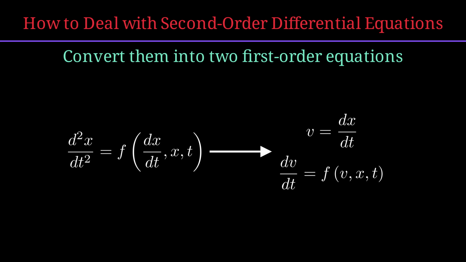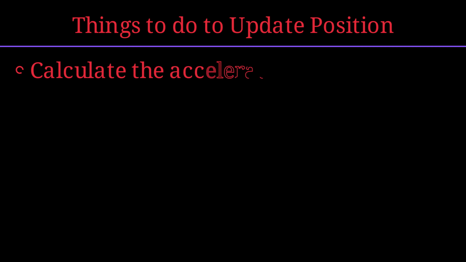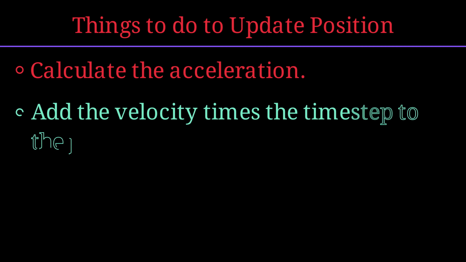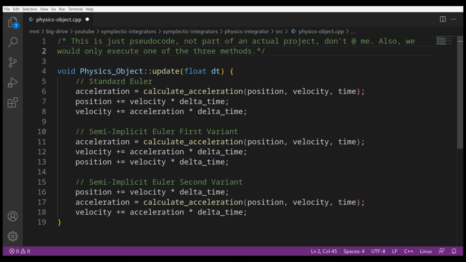With all that said, we have three things we need to do to update the position and the velocity. We have to calculate the acceleration, add the velocity times the time step to the position, and add the acceleration times the time step to the velocity. Now all we need to do is figure out which order to do the steps in. As long as we calculate the acceleration before the velocity, we have something valid, so we have three possible orders. The equal sign means set the variable on the left equal the value on the right. The plus-equals sign just means add the value on the right to the variable on the left and store the result in said variable. There is a subtle difference between these methods.